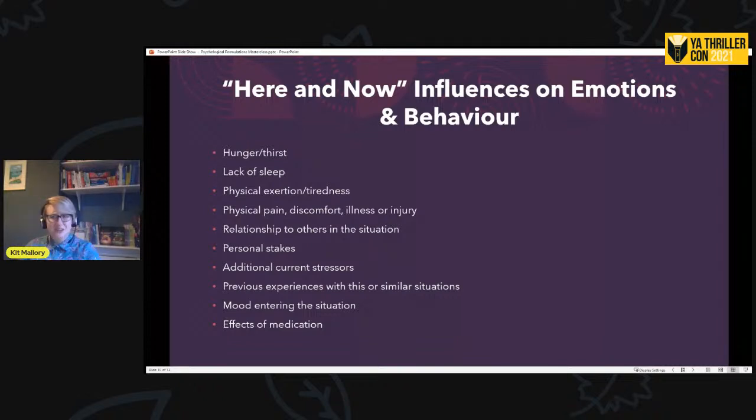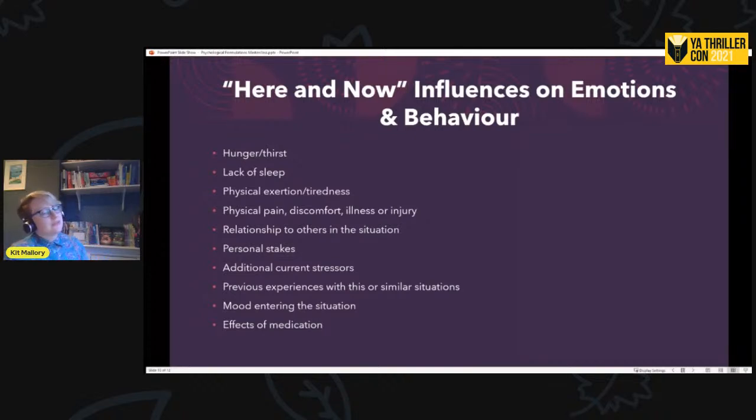So basic needs: hunger, thirst, lack of sleep, physical exertion, tiredness, physical pain, discomfort, illness, injury, our relationship with other people in the situation, our personal stakes in the situation, how important what we perceive to be a threat or at stake is to us. What else is going on? What else is stressing us out at the moment? What else is worrying us?